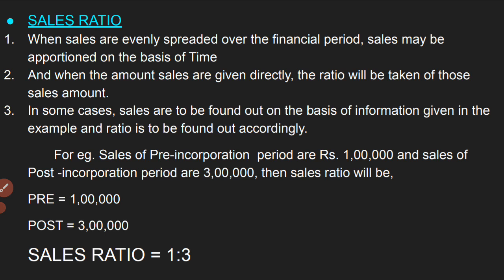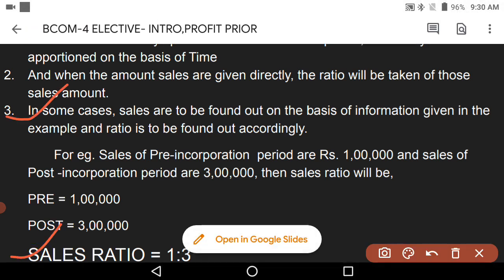For example, sales of pre-incorporation period are rupees 1 lakh and sales of post-incorporation period are 3 lakhs. Then sales ratio will be pre-નું થશે 1 lakh અને post-નું થયું 3 lakhs. So sales ratio will be 1:3. તો ક્યારેક આ રીતે બી ડિરેક્ટલી આપેલું હશે. So you can consider that as well, right?